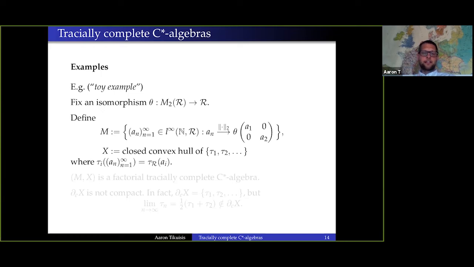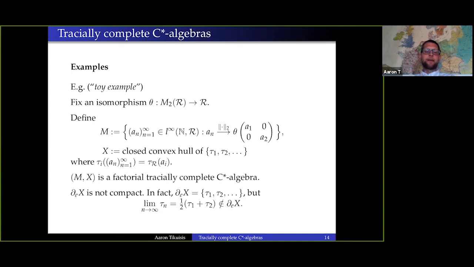Okay, and then X is going to be the closed convex hull of a bunch of traces, and these traces are as follows. Tau_i: we've got the sequence, you just take the ith element of the sequence and you take the trace of that. One can show that this is a factorial tracially complete C-star algebra, and here the extreme boundary is not compact. This is, in a sense, a minimal example where you have this.